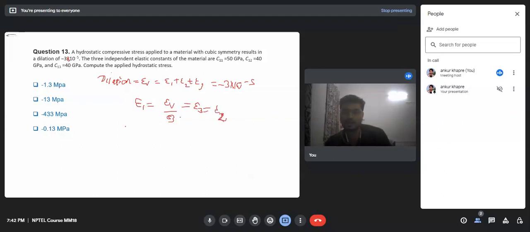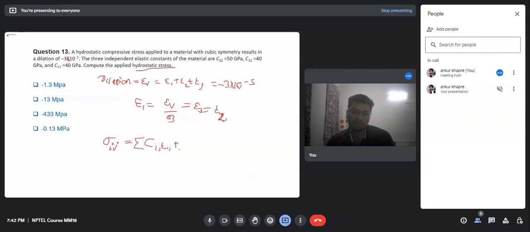Okay, and we know that the hydrostatic stress sigma ij is equal to C ij epsilon ij plus the summation of this.